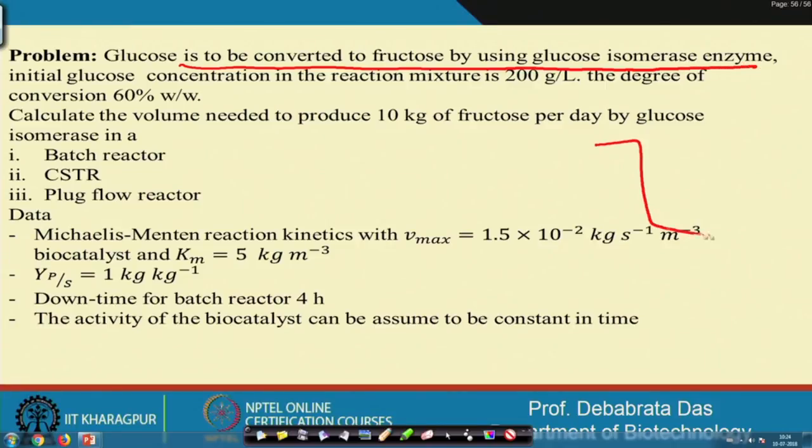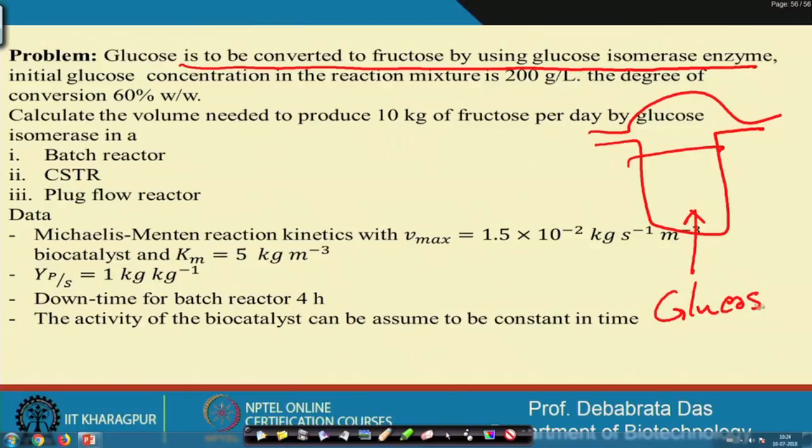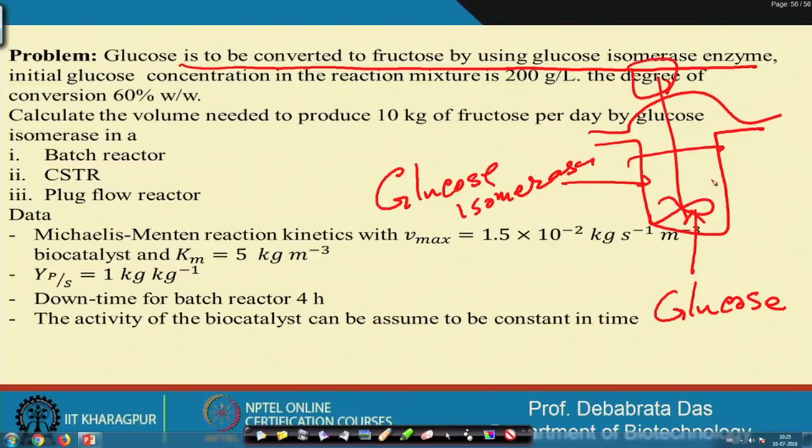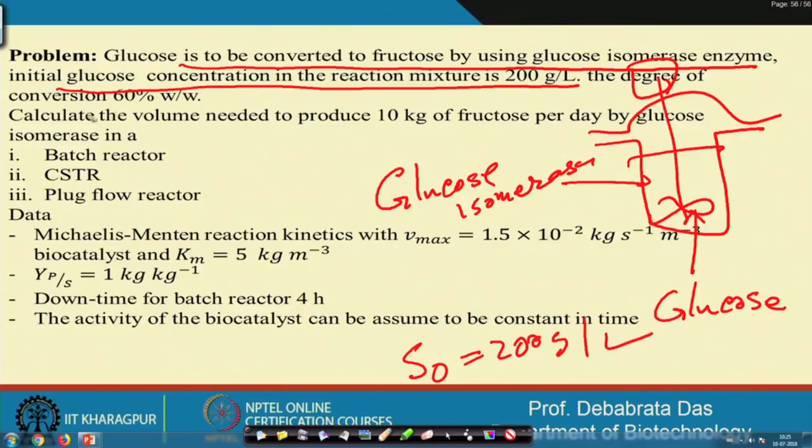So you know that you have a reactor like this. Here we are bringing the glucose, and what enzyme are we giving here? This is glucose isomerase. The glucose isomerase enzyme we are giving. This is the reaction that takes place. The initial glucose concentration is 200, so S0 is 200 grams per liter. Am I right? The degree of conversion is 60%. So we want to produce 60% conversion of the substrate.